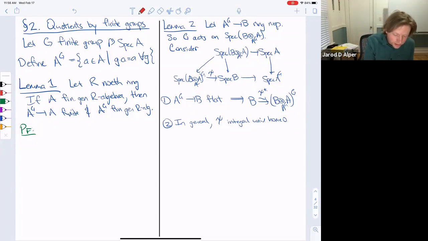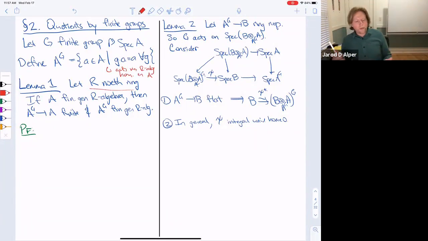Let me just add this here. In this context, G acts via R-algebra homomorphisms on A, right? Or in other words, this ensures that the map from the spectrum of A to the spectrum of R is G-invariant. So everything lives over Spec R. Yeah, thank you for that clarification.